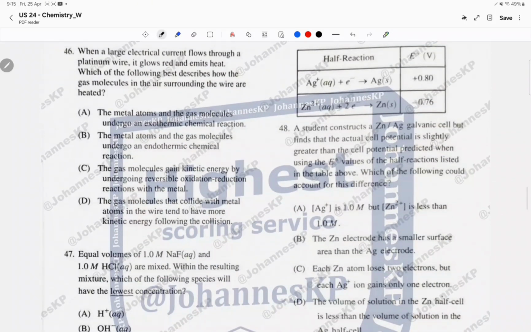46. When a large electrical current flows through a platinum wire, it glows red and emits heat. Okay. So the metal, it emits heat. Yeah, it's going to be just choice D.